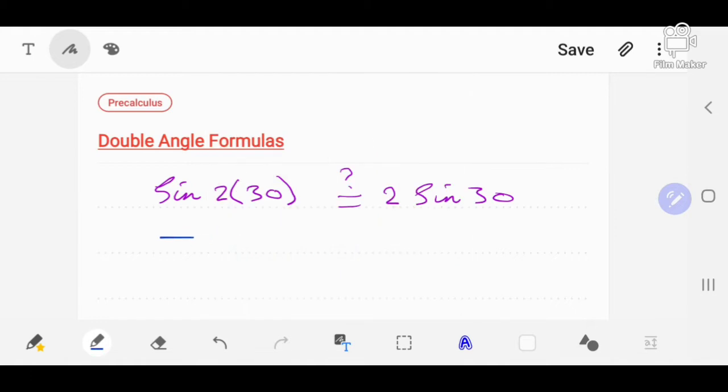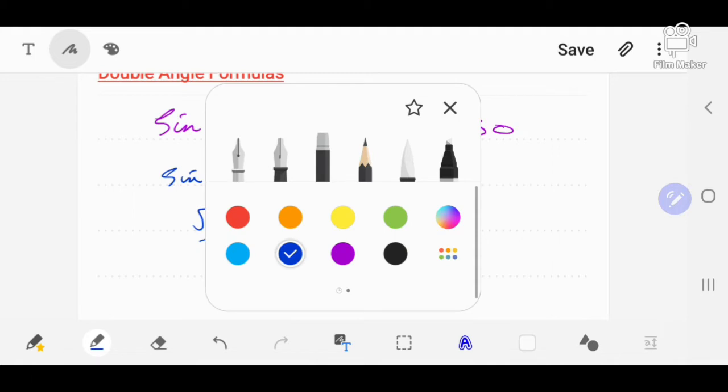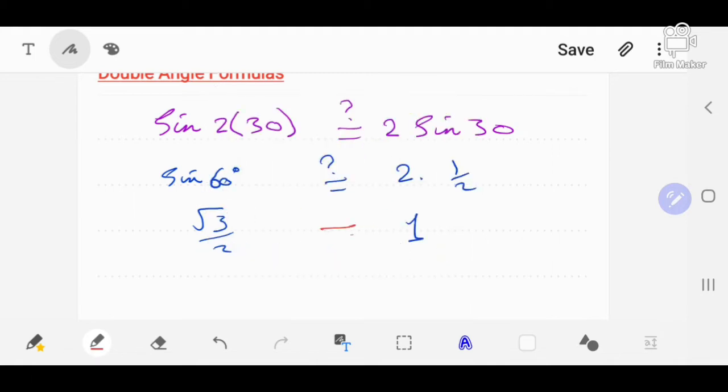On the left hand side, this means I'm talking about sine 60 degrees, while on the right hand side, this means 2 times sine 30, which is half. Are these equal? And that's the important question. What's sine 60? Sine 60 is actually radical 3 over 2, while 2 times half is equal to 1, and definitely these are not equal.